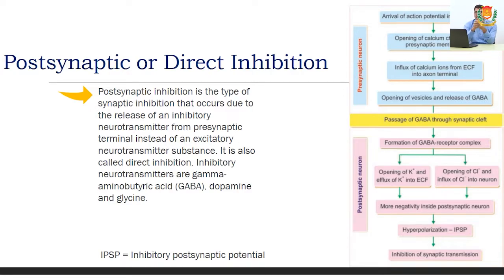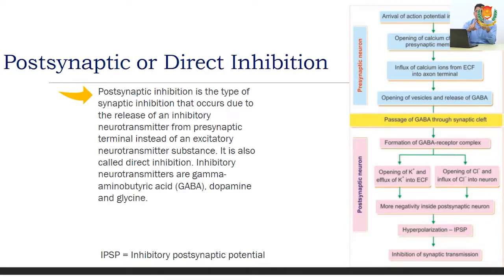So here in direct inhibition, we will see the presynaptic neuron and the postsynaptic neuron. In the presynaptic neuron, we will see the axon terminal. The same action potential reaches here, and what will happen? The calcium channels will open and calcium ions from the extracellular fluid will enter into the axon terminal of the presynaptic neuron.